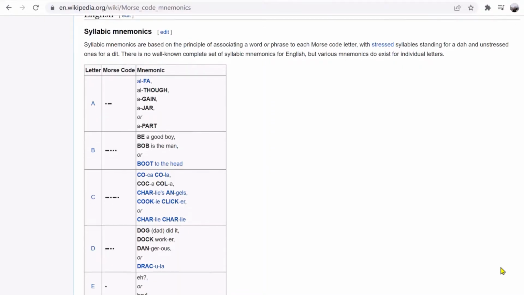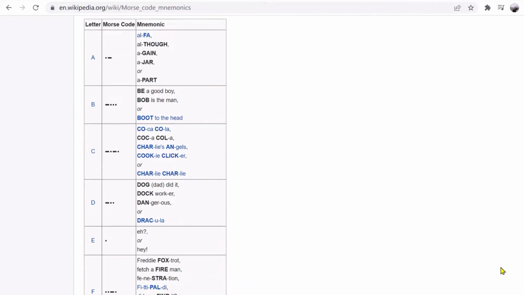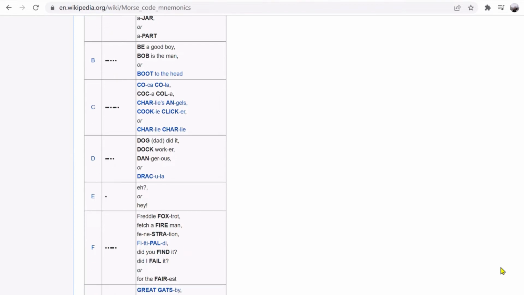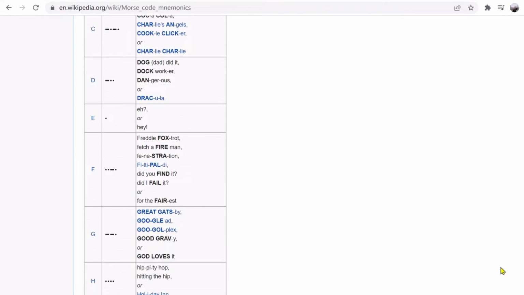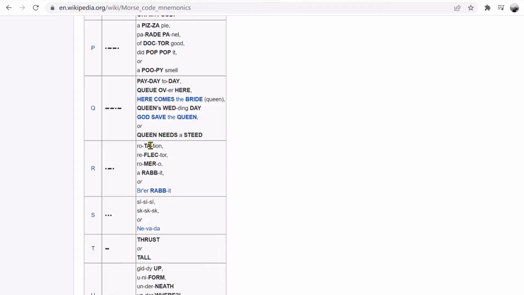Wikipedia has already done the job for me. They've put together different words for each letter, and I think that because I have a lot of options, I could choose whichever one I think I could remember the easiest. What they've done is they've put the dot in small letters and the dashes in uppercase, and that is where the emphasis should be when I remember that word.